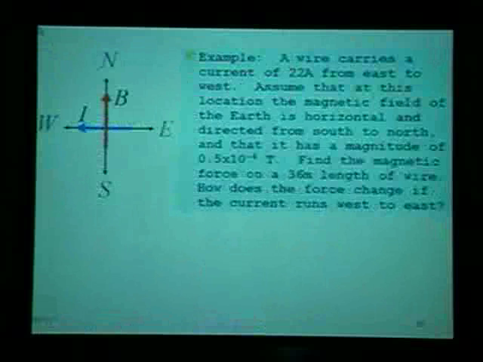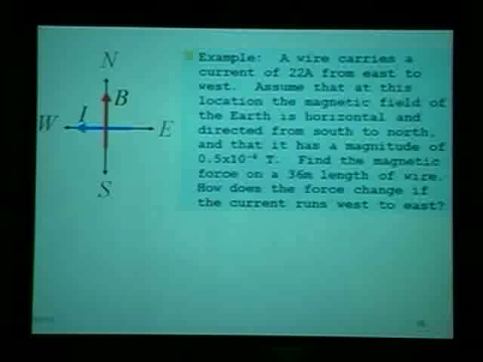Let's try this out. The wire carries a current of 22 amps from east to west. Assume that at this location, the magnetic field of the Earth is horizontal and directed from south to north, and that has a magnitude of 0.5 times 10 to the minus 4 Tesla. Find the magnetic force on a 36-meter length of wire. How does this force change if the current runs west to east?